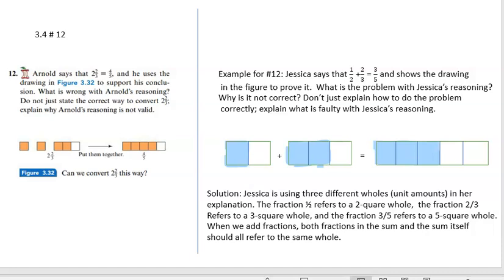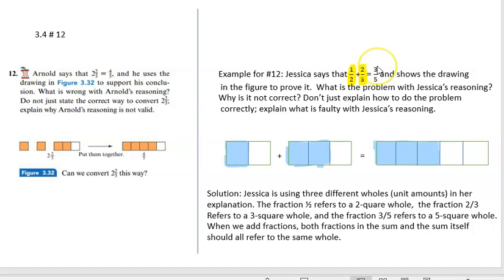Section 3.4 homework problem number 12. Now this is a very important concept we want to make sure our students understand. So let's look at my example here. Although the problem looks a little different, the explanation is pretty much the same. So 1/2 plus 2/5 equals 3/5.